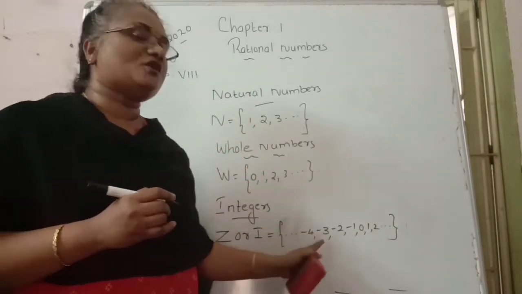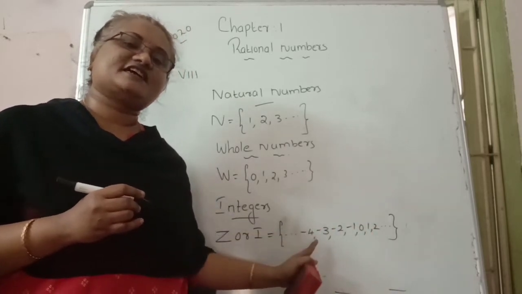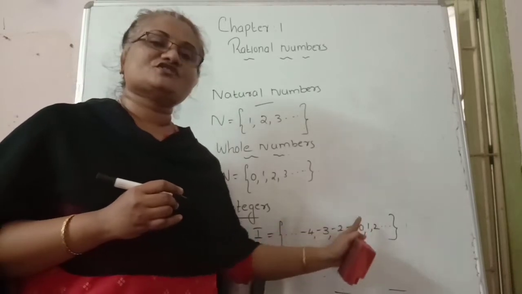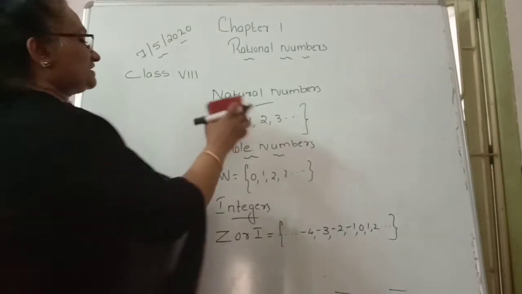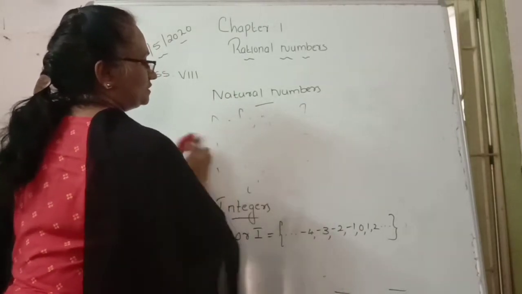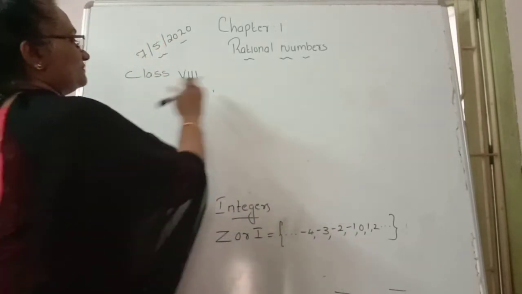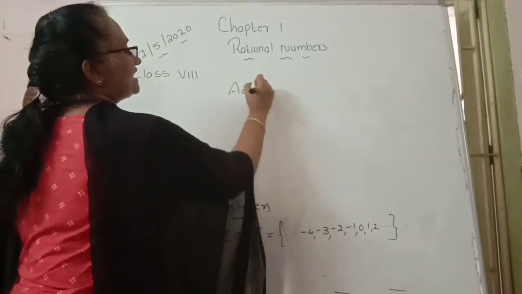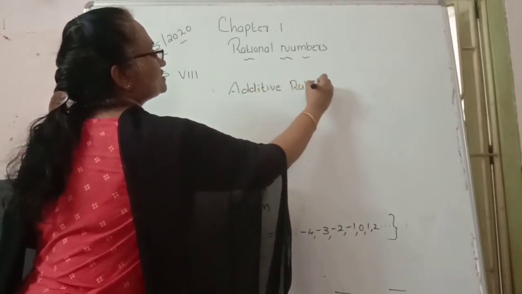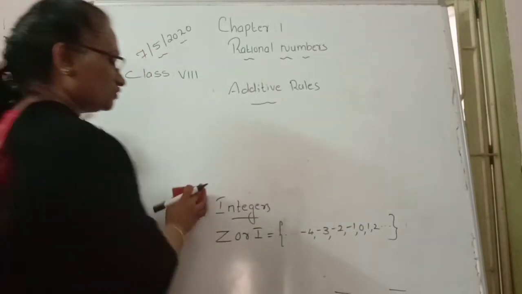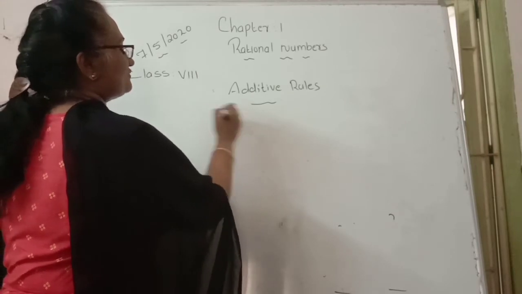So what about negative integers? The numbers less than 0 we call negative integers, and numbers greater than 0 we call positive integers. Then the rules for integers you already learned in 7th class. The addition rules: the first rule is that when two positive numbers are added, we get a positive integer.